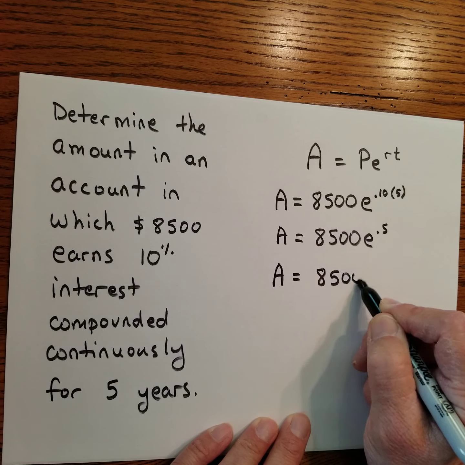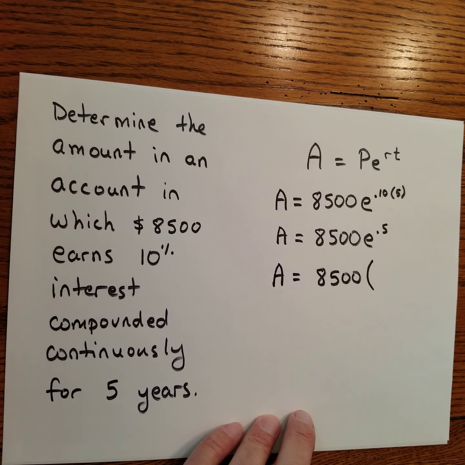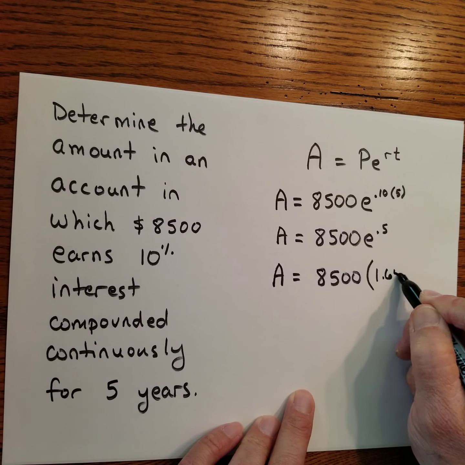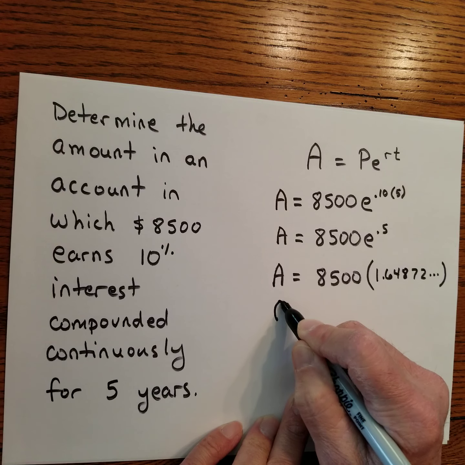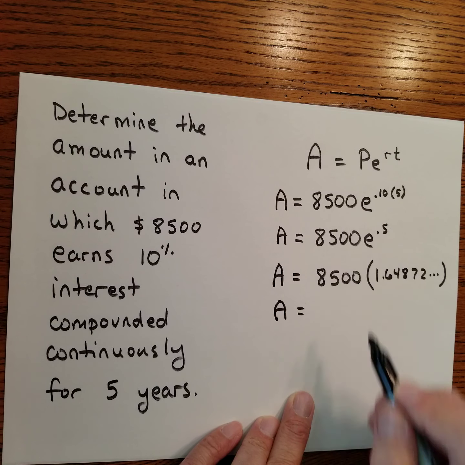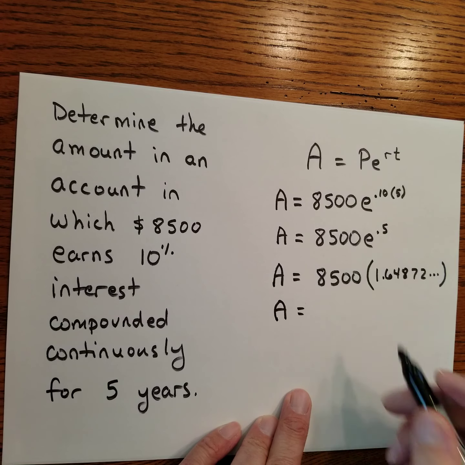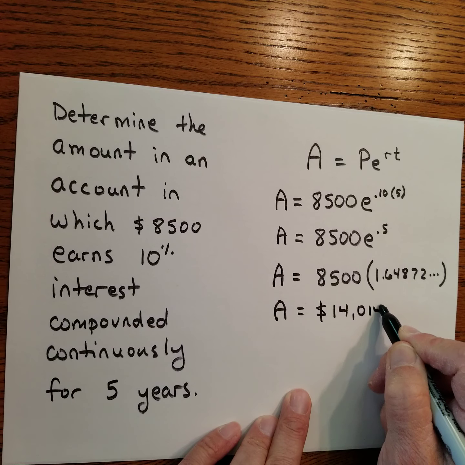Copy 8,500 and then use your calculator to take e to the 0.5 power. e to the 0.5 power is 1.648. Leave that whole decimal on your calculator and then multiply it by 8,500. And I end up with $14,014.